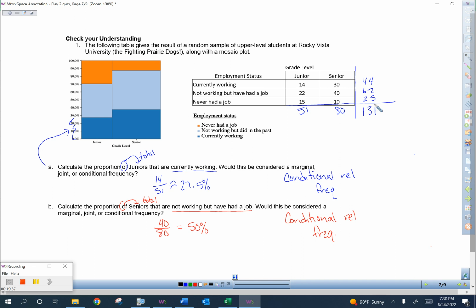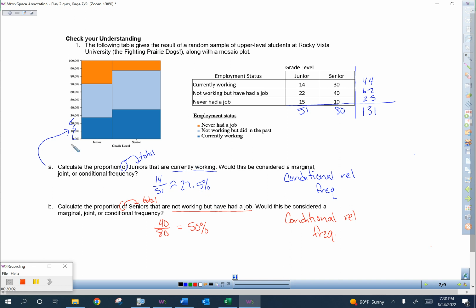I've kind of indicated some of these sections here that should be helpful. It says for this first one, the of, that remember is going to tell you the total follows it, and we're just focusing on that junior column, so 51 is our total for that. And from there, we're doing the currently working section, that 14, and about 27.5%.